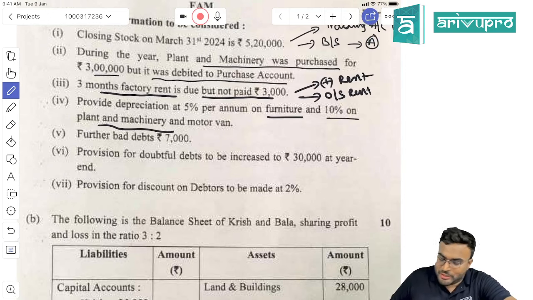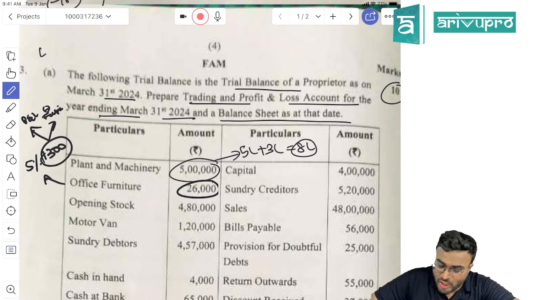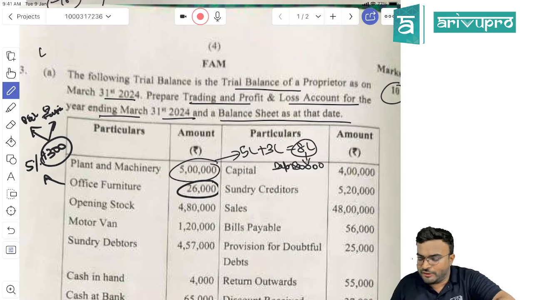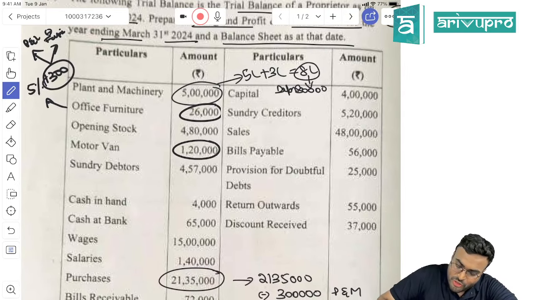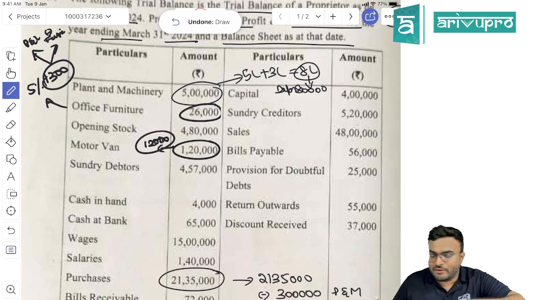10% on plant and machinery and motor van. Now, plant and machinery, you have to remember, 10% will not be on 5 lakhs, 10% will be on 8 lakhs. So 80,000 will be your depreciation for plant and machinery. Then motor van, 1,20,000. So what will happen? On this, 12,000 will be your depreciation.